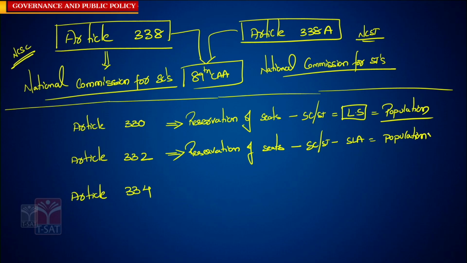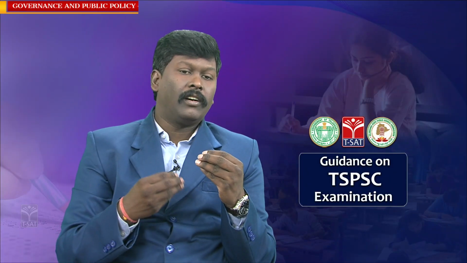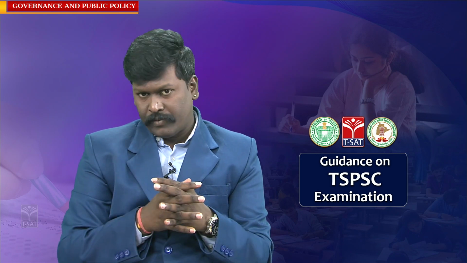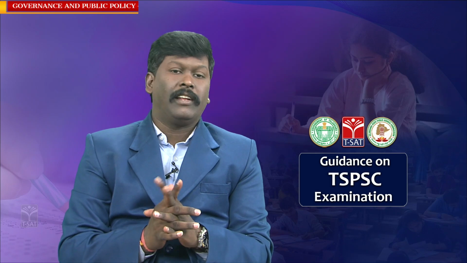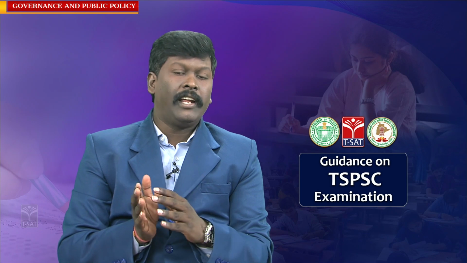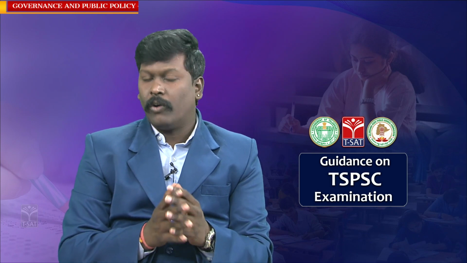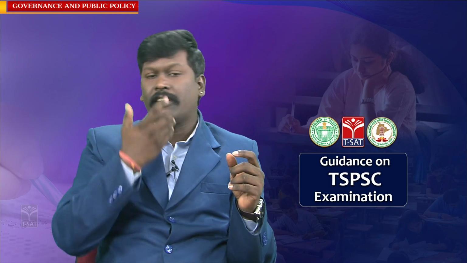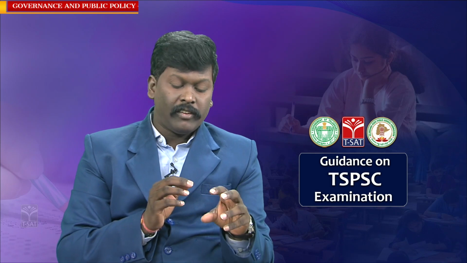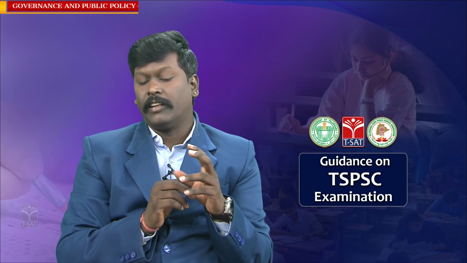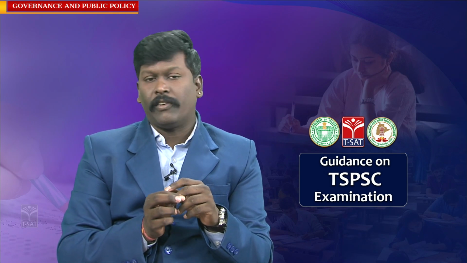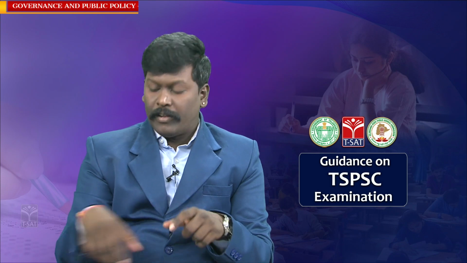For example, in Telangana, Lok Sabha seats, we have 3 and 2: 3 seats reserved for SCs and 2 seats reserved for STs. Similarly, in the Telangana State Legislative Assembly, out of 119 seats, 19 are reserved for SCs and 12 for STs. So, this is Article 330 and this is Article 332: reservation of seats for SCs and STs in Lok Sabha and in the Assembly on the basis of their population.